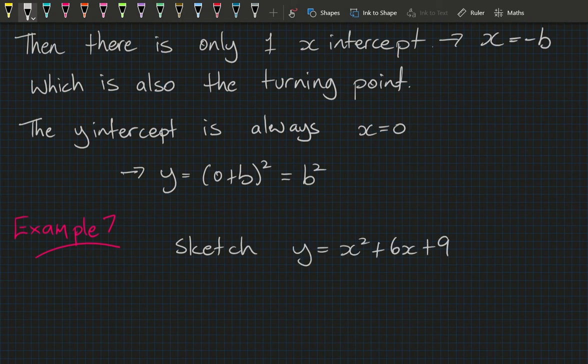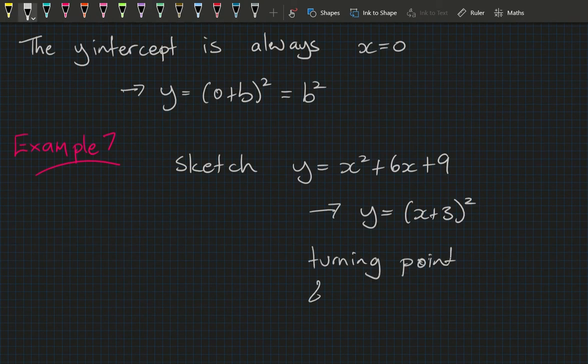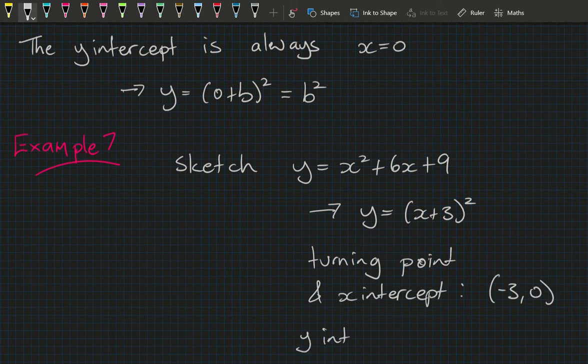6x plus 9. Now all our factoring fun is given away because we know this is a perfect square, but also you should know that we've got 3 squared for 9 and 2 times 3 for 6. So in this case, y is going to equal (x plus 3) all squared. And the turning point and the x-intercept is (minus 3, 0). And our y-intercept is where x equals 0. So 0 plus 3 squared is 9. You should also notice that 9 is c in this rule, so that gives it away as well.